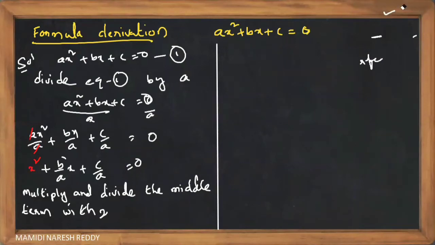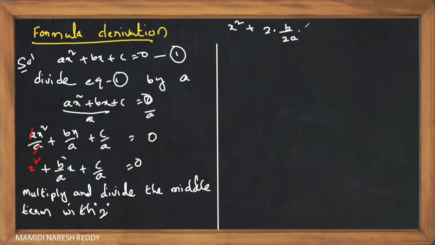So, children, now let's see. x square, and I am writing plus here what we have, bx by a. As we are dividing and multiplying with 2, we get 2 into b by 2a into x plus c by a is equal to 0. Any doubt, please kindly let me know.